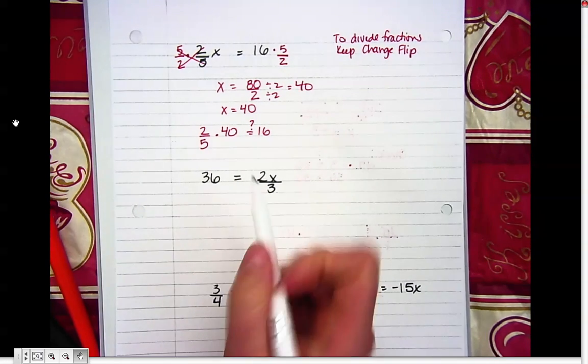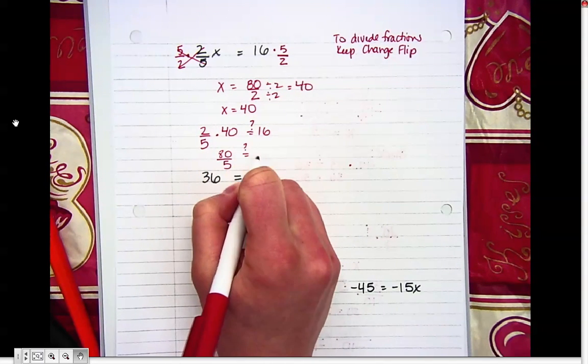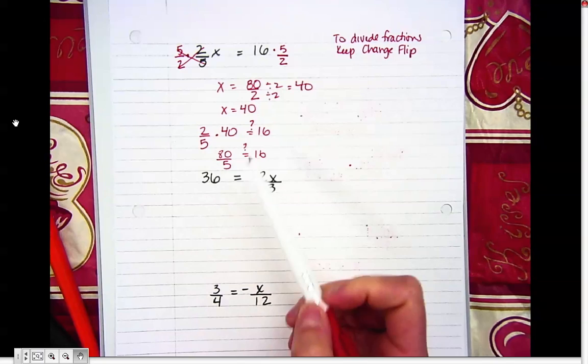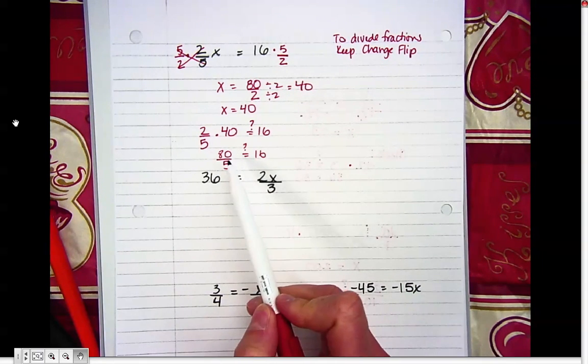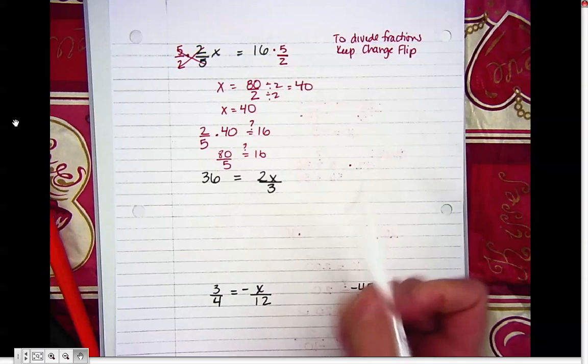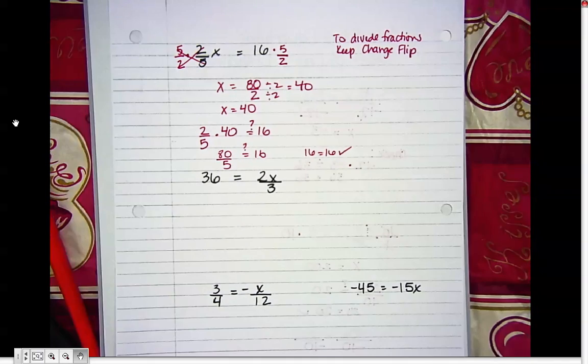So 2 times 40 is 80. So I have 80 over 5. And does that equal 16? Well, 5 goes into 8 one time with 3 remaining. 5 into 30 is 6. So yes, it does equal 16. That one does work. Next one.